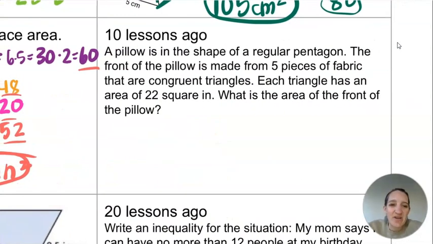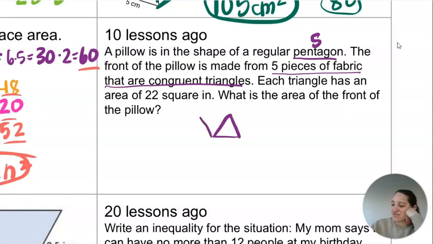10 lessons ago, a pillow is in the shape of a regular pentagon. A pentagon has how many sides, Maya? Maya! Pentagon, how many sides? Oh, she got it. 5 sides. The front of the pillow is made from 5 pieces of fabric that are congruent triangles. Yeah, if you take 5 triangles, guess what you're going to make? You're going to make a pentagon.